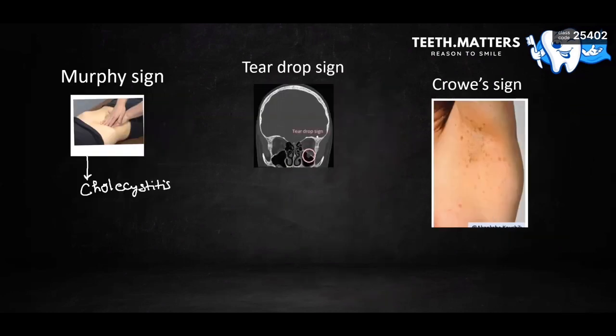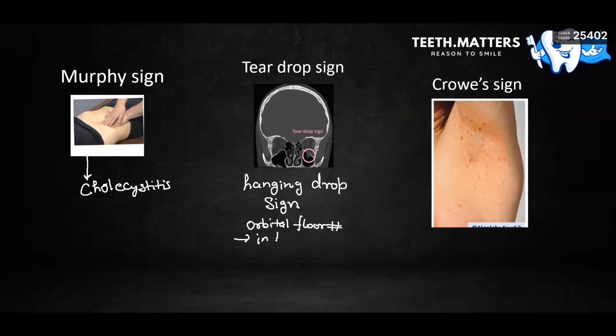In this figure, it is showing the teardrop sign. Teardrop sign is also known as hanging drop sign. It is a radiographic feature, and it indicates orbital floor fracture. It is due to herniation of the inferior oblique and inferior rectus muscles into the antrum, and it is best seen in Waters projection.